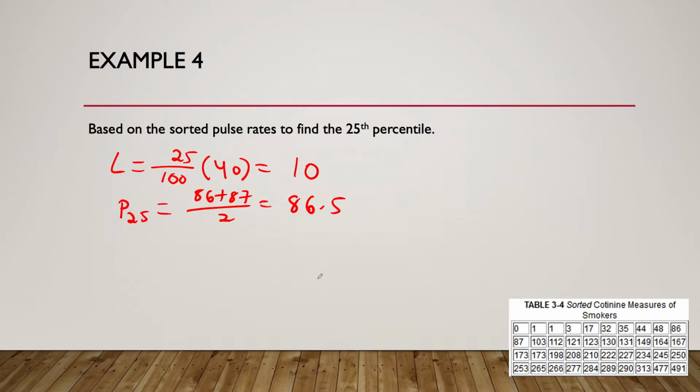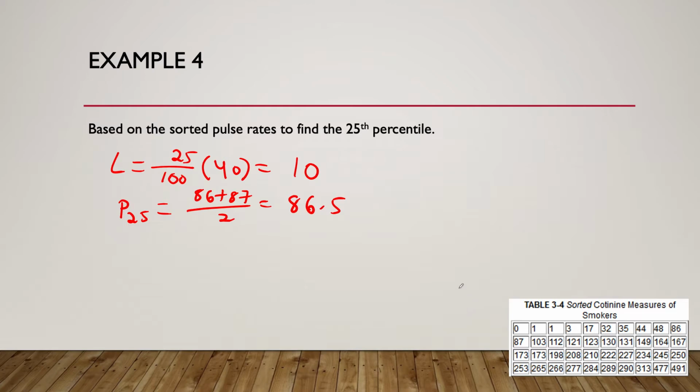And now for an example of what that means, we can look at the sorted pulse rates to find the 25th percentile. So L here would then be 25 over 100 times 40. This gives us a value of 10. And the 10th value from that sorted pulse rates, this is based on P sub 25. This would be 86 plus 87 divided by 2, which makes 86.5.